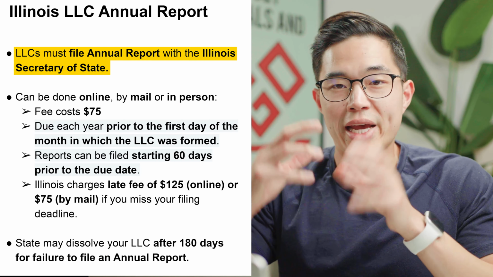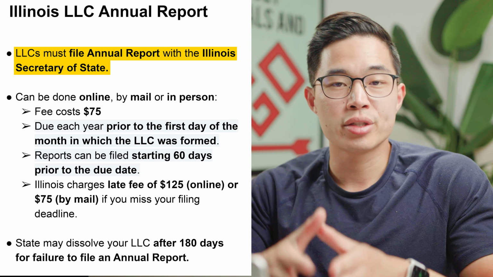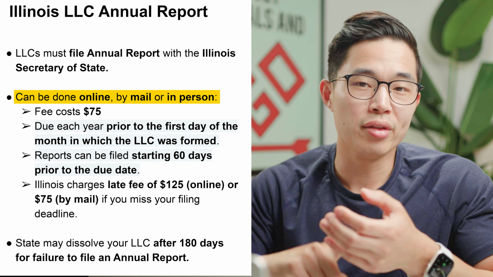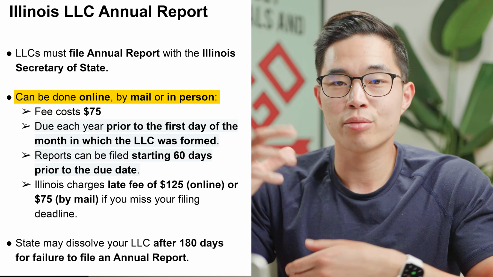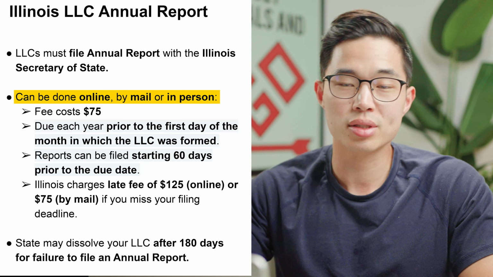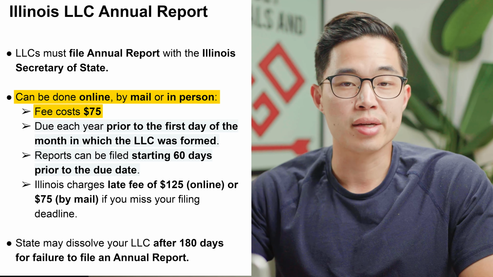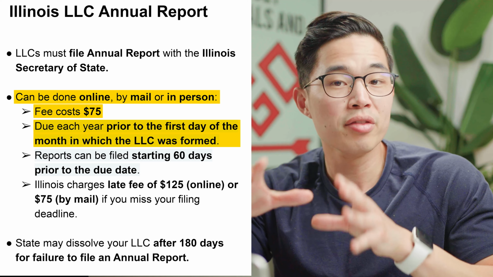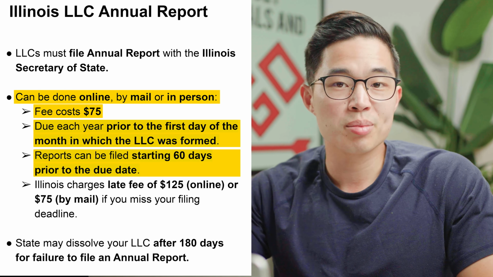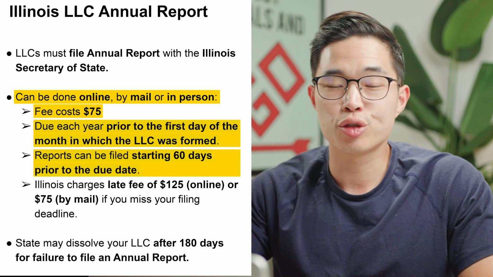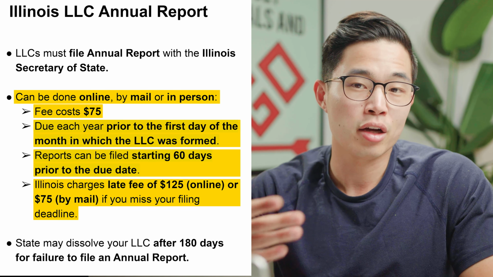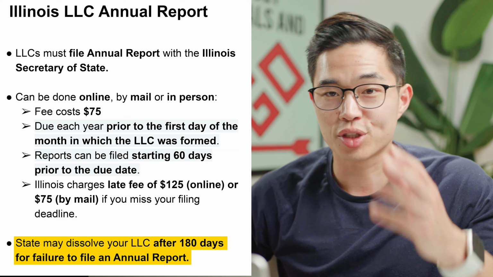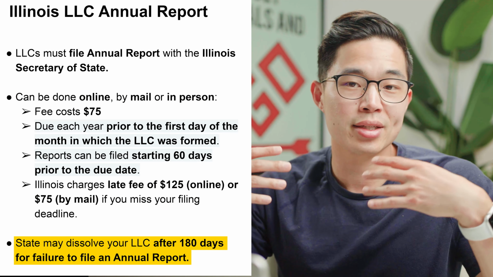You also must file an annual report with the Illinois Secretary of State. A lot of people forget to do this and they get hit with a fine, but you can do this online, by mail, or in person. I definitely recommend setting some type of notice on your calendar. The fee for this is $75 and it's due each year prior to the first day of the month in which the LLC was formed. Reports can be filed starting 60 days prior to the due date. And then there's a late fee of $125 if you do it online, or $75 if you do it by mail. If you don't do it after 180 days, the state can actually dissolve your LLC.